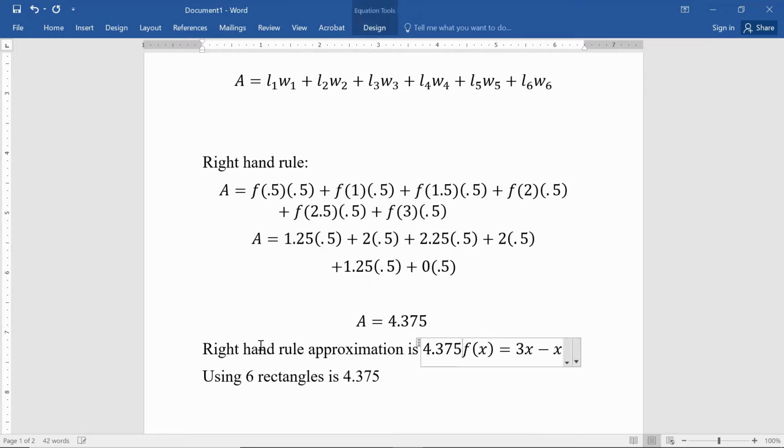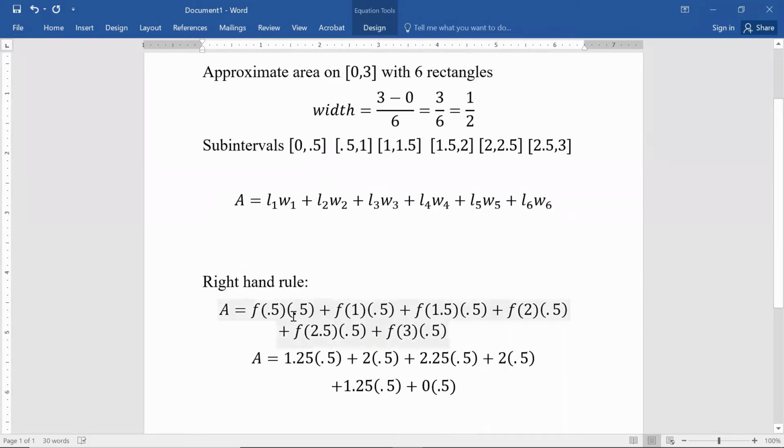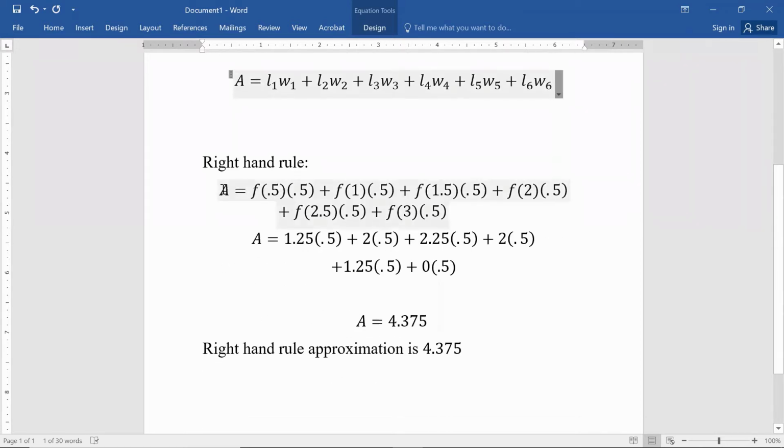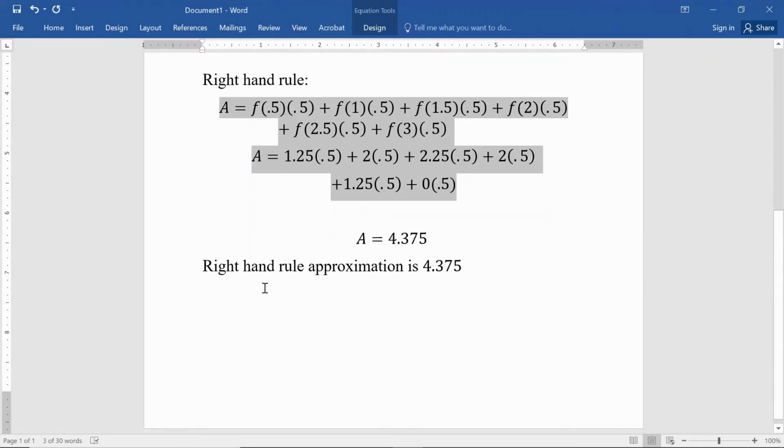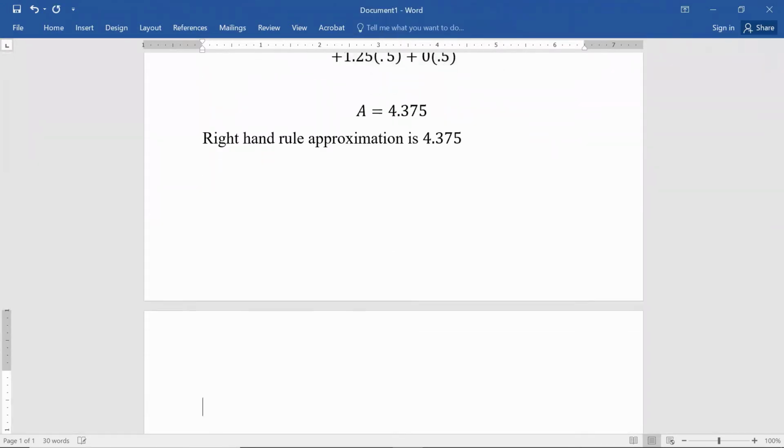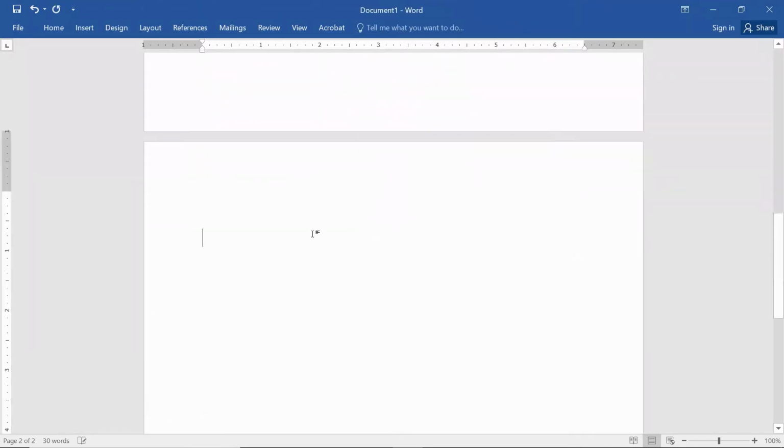Let's look at the left-hand rule. Now it's going to be real similar to the right-hand rule, except I'm going to use the left-hand values of my subintervals. I'm going to use 0, 0.5, then 1, then 1.5, then 2, then 2.5. Some of those I already know. Let me copy and paste some things. Let's go ahead and use the left-hand rule.